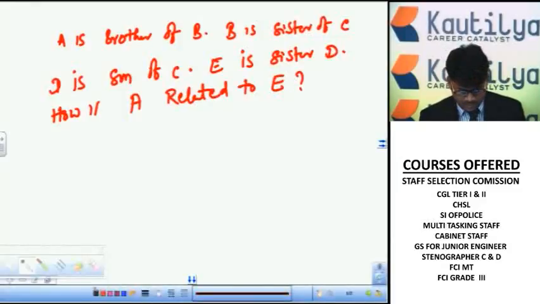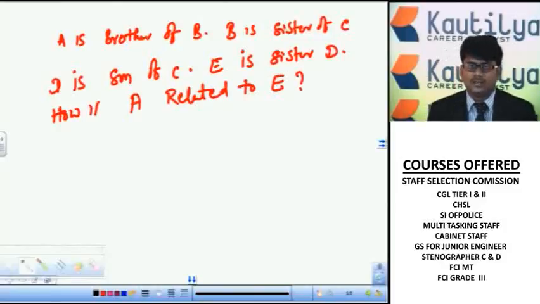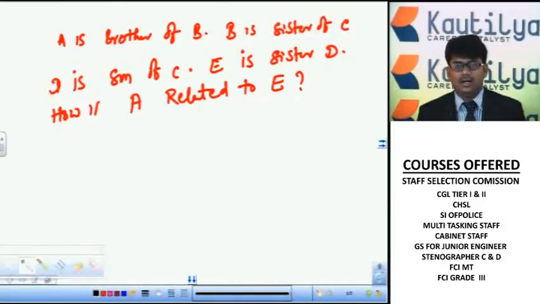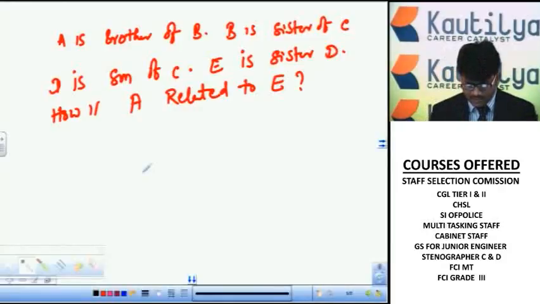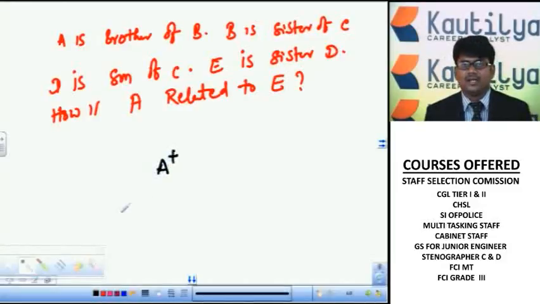First, we remember one point: brother and sister relations are represented by a horizontal line, parent and offspring relations by a vertical line, and husband and wife relations by a double implies symbol. A male person we indicate as a plus, and a female person as a minus. Here A is brother of B. A is clearly a male person, and a brother is represented by a horizontal line with B.